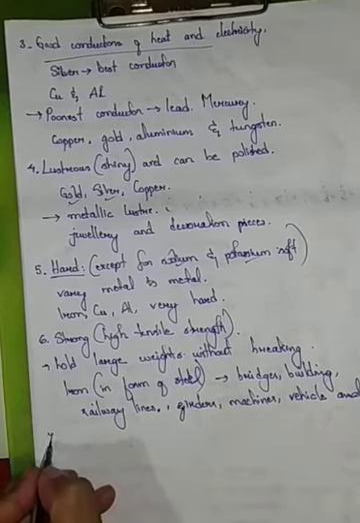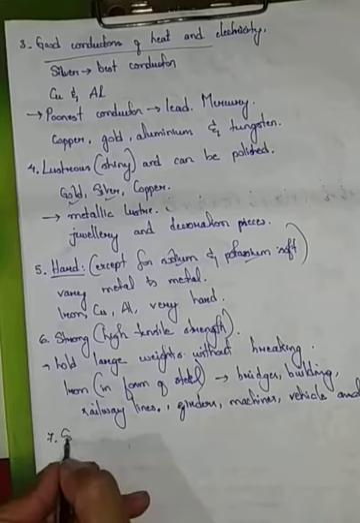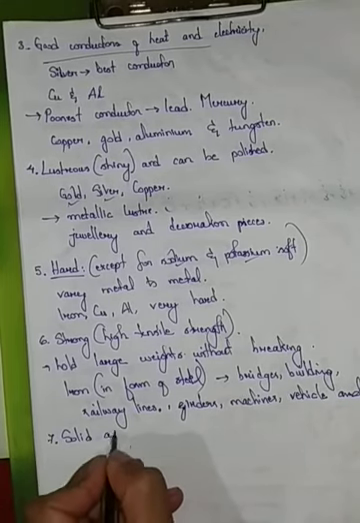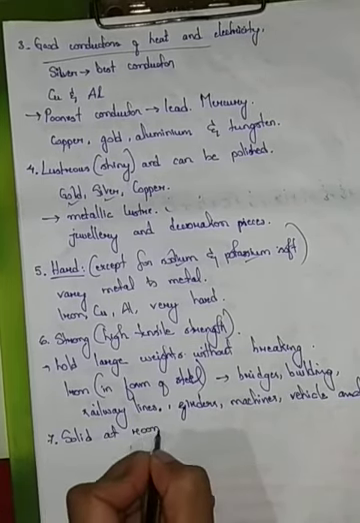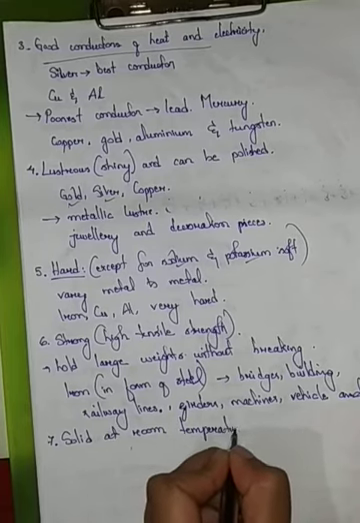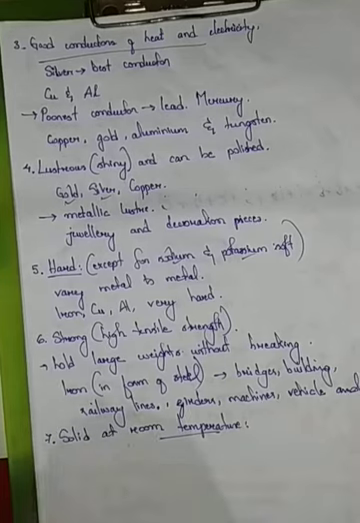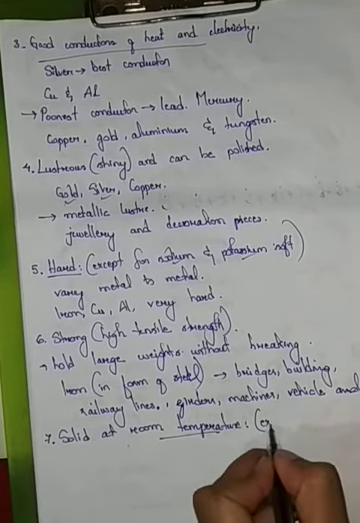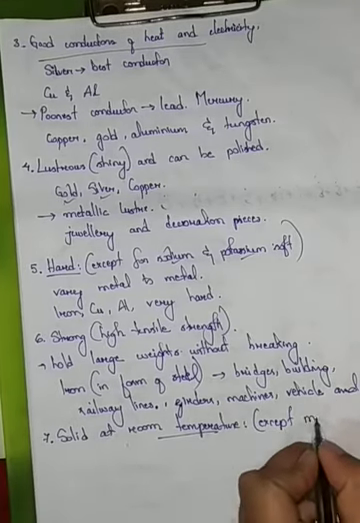Now, moving on to the seventh property. Metals are solid at room temperature. This means, except for mercury. Again here, except mercury.